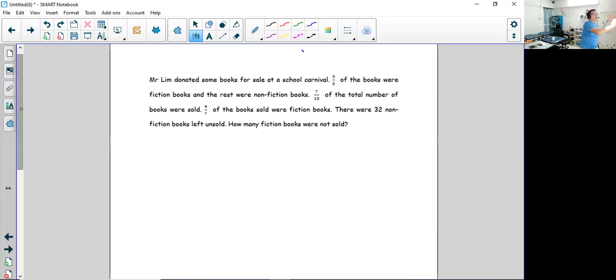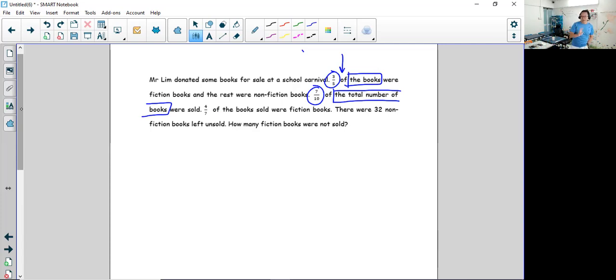Mr. Lim donated some books for sale at the school carnival. 3/5 of the books were fiction books. So what is this fraction talking about? This fraction is talking about the books generally. Look at what's behind the "of". Generally it is talking about the books, and the rest were non-fiction books. And the second fraction, what is it talking about? 7/10 of the total number of books. So this second fraction is generally talking about the total number of books.